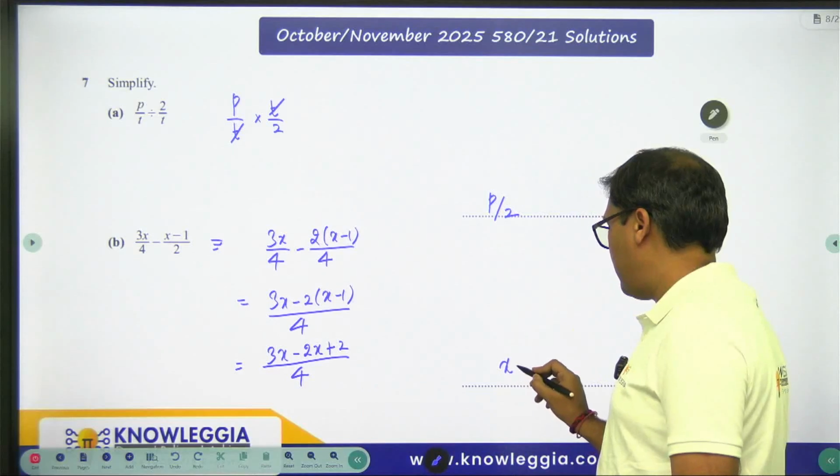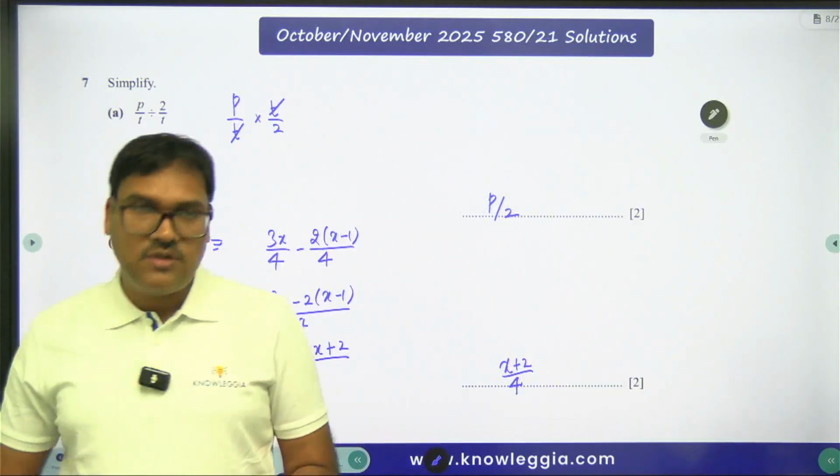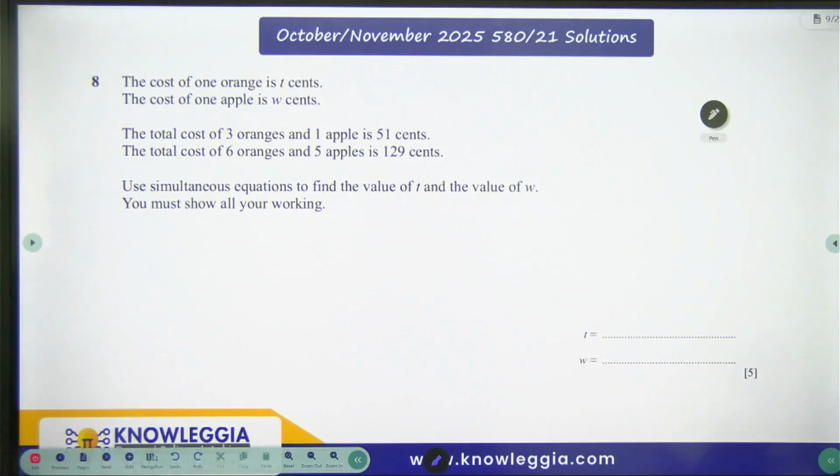So what is the answer? This is (x + 2) divided by 4 is the answer. So this is (x + 2) divided by 4 is the answer for this question. So next question.